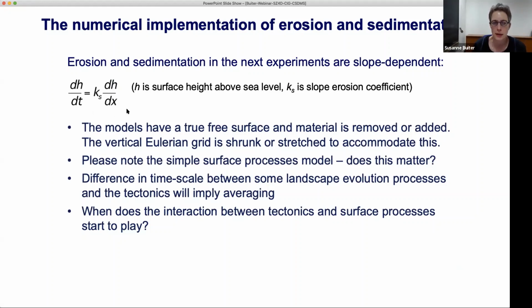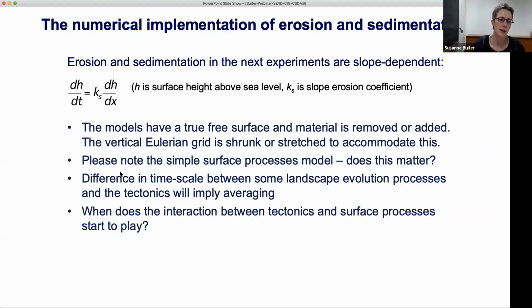Now, as I said, I'm using quite a simple surface processes model. I could have used others, I could have made it more complicated. Whether it matters, I cannot really tell you. In fact, I have seen very few comparisons where people take the same tectonic model, but then run a different surface processes model across it for a direct comparison.